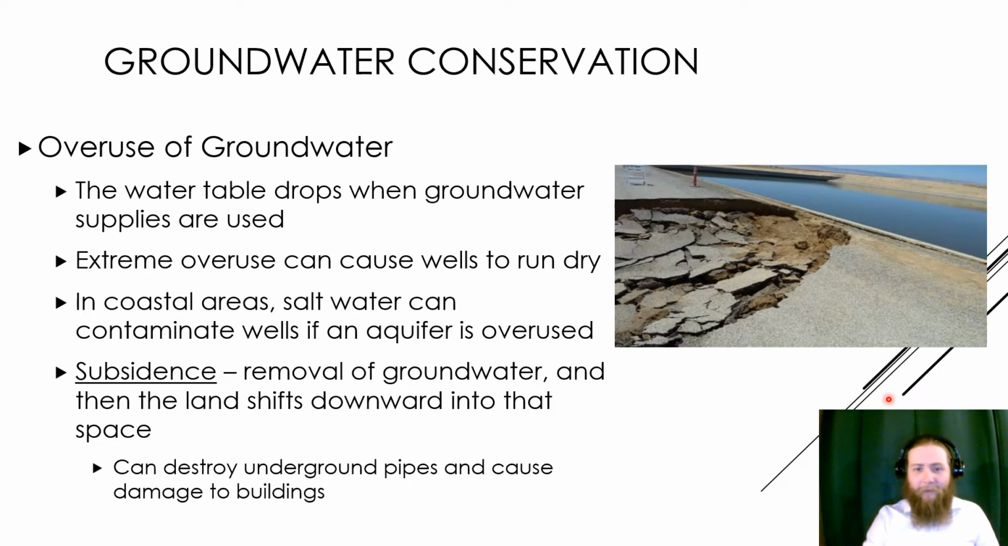And then another thing that can happen with overuse is subsidence, where the removal of groundwater causes a shift in the land above it, as this land above it is no longer getting that pressure. Think of a balloon. A water balloon is exerting pressure on all sides. If we remove that pressure from the top, now this empty space here can fill in with that land, that dirt and road and building or whatever else is on top of it.